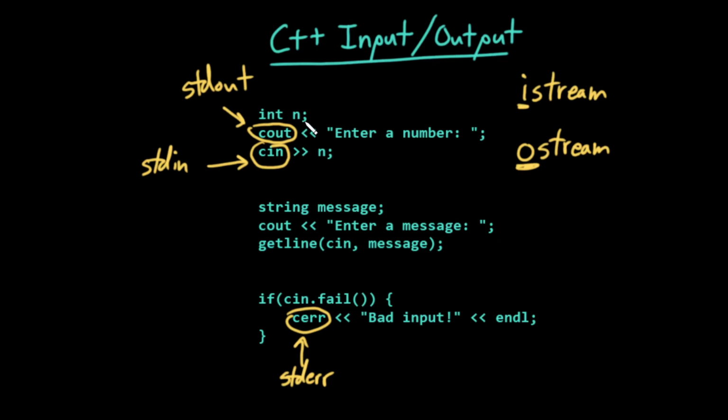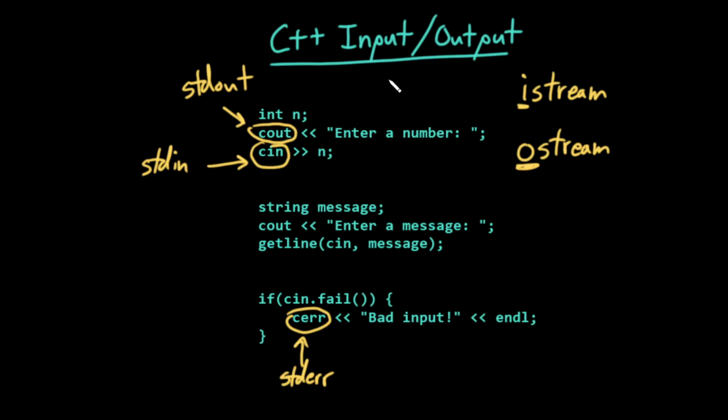In C++, we can use the overloaded bit shift left operator, the less than symbols, to write to an ostream. And we can use the overloaded bit shift right operator, the greater than symbols, to read from an istream. So let's take a look at an example.